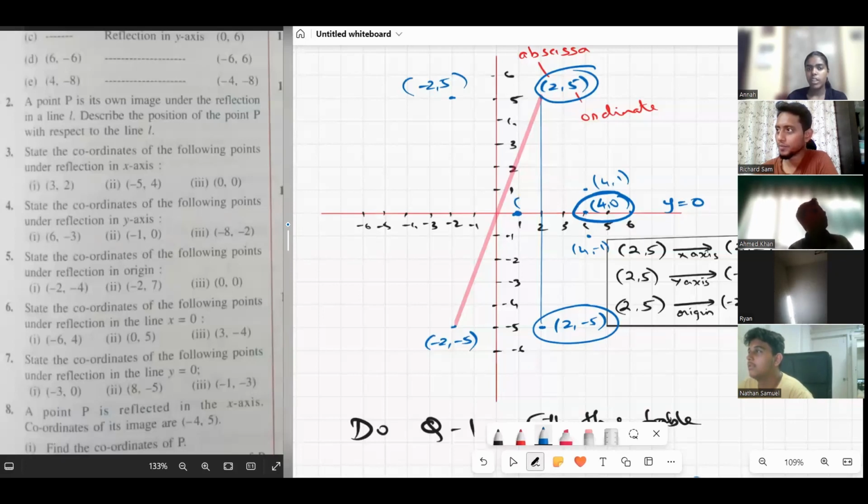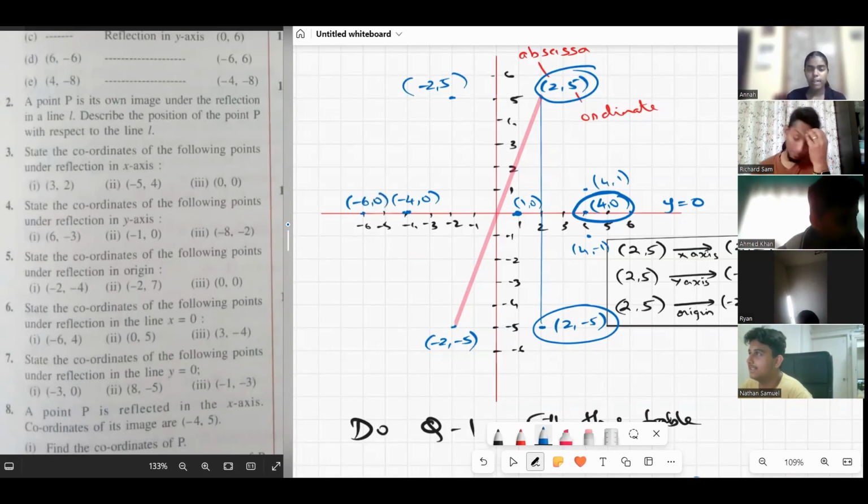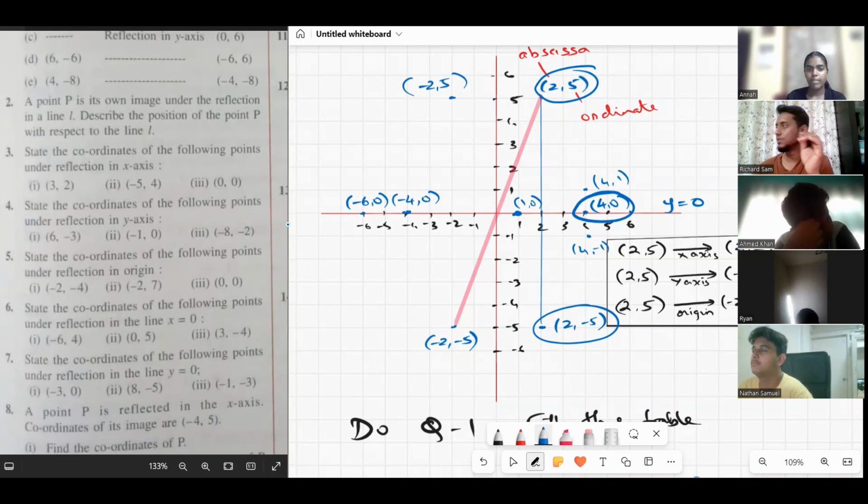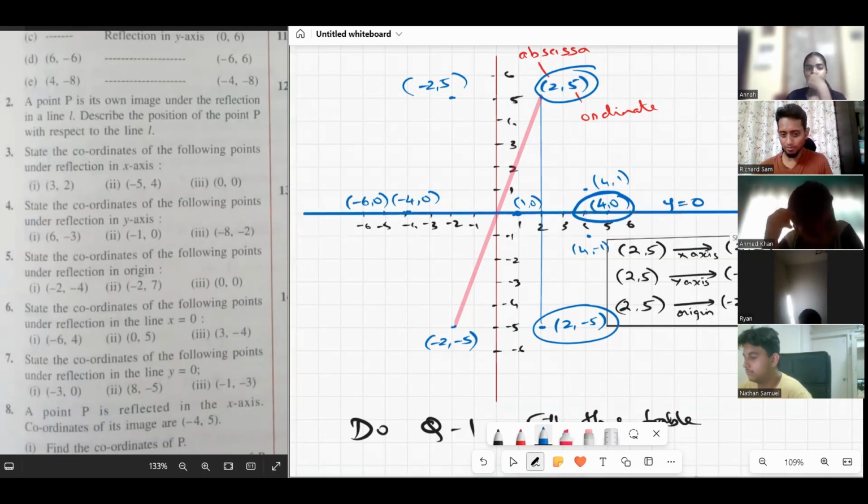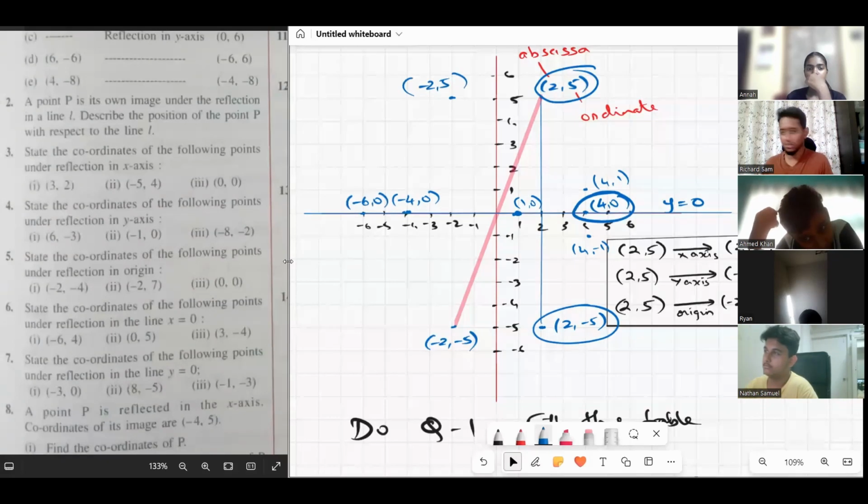What about this point here? 1 comma 0. What about this point here? Minus 4 comma 0. What about this point here? Minus 6 comma 0. So you see at every point on this line, the y coordinate is always 0. That's why this line is called y is equal to 0. Is that clear, everyone? Okay, so this blue line here is called y is equal to 0.